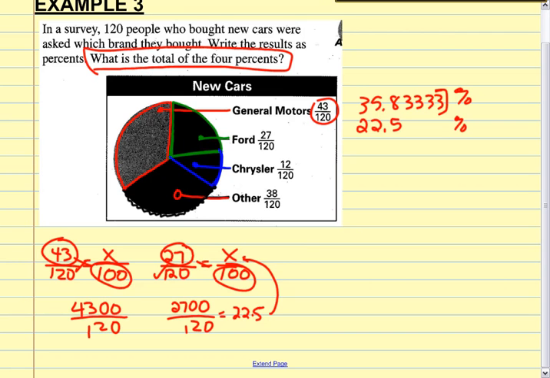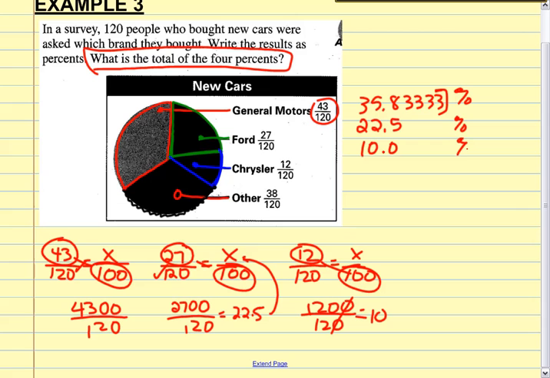Okay? Then we've got 12 over 120. Okay, equals how much over 100? Well, just 12 times 100 is 1,200 divided by 120. Oh, I can do that one in my head, right? 120 divided by 12 is equal to 10. So the next one is 10.0%. Okay?